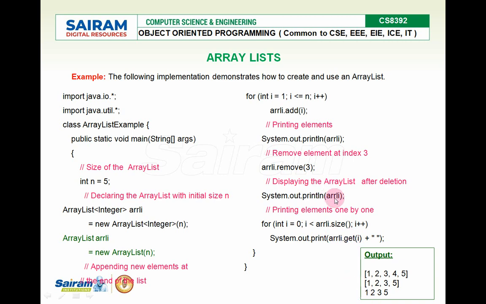ArrLi is the total array. From the array I'm getting each i value, that is, each position. That is the 1, 2, 3, 5 example, which is using the array list.